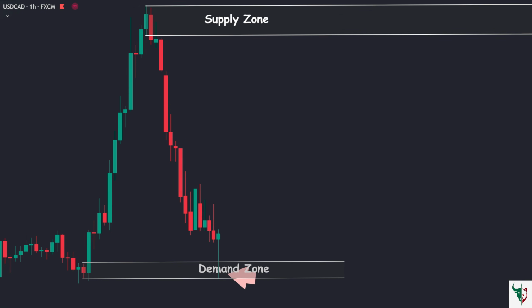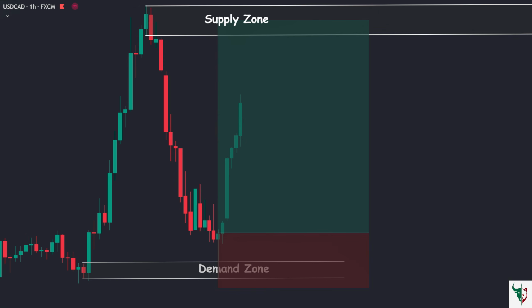3. Liquidity sweep entry. This is an advanced technique. You wait for price to sweep the zone. For stop loss, place it slightly outside the zone. For targets, aim for the next opposite zone. But the most important part is this. Don't force trades. Let price come to your level, show you the reaction, then enter with discipline.